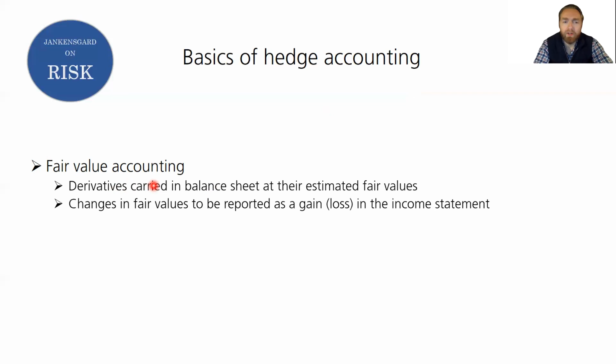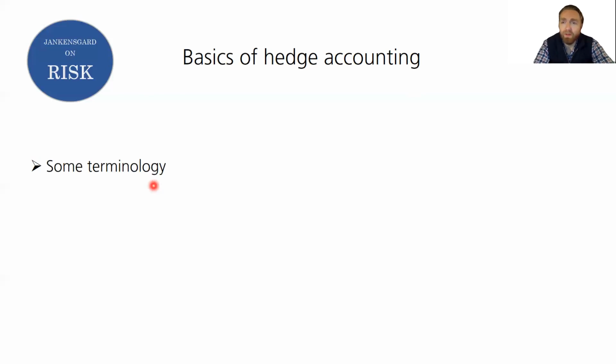Whereas the changes in the fair value of this portfolio are reported as a gain or loss in the income statement. So in the eyes of accountants, it's a loss if there's a decrease in the fair value, and there's a gain if the fair value of the portfolio of derivatives goes up. All right, so that's how you take care of derivatives in the normal case.